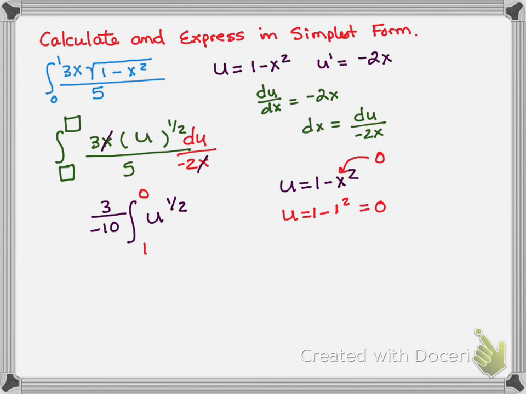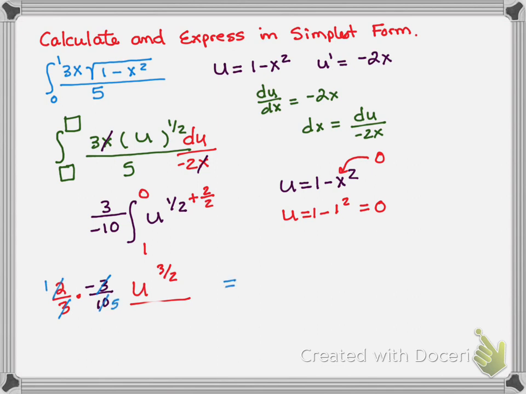Now we will find an antiderivative. So we'll have negative 3 over 10. We will add 1 to our power in the form of 2 over 2. So we have u to the 3/2. And we'll divide by 3/2. But that's the same as multiplying by 2/3. So I'll erase the divide by because we took care of it. 3 and 3 will cancel out. And 2/10 is the same as 1/5.